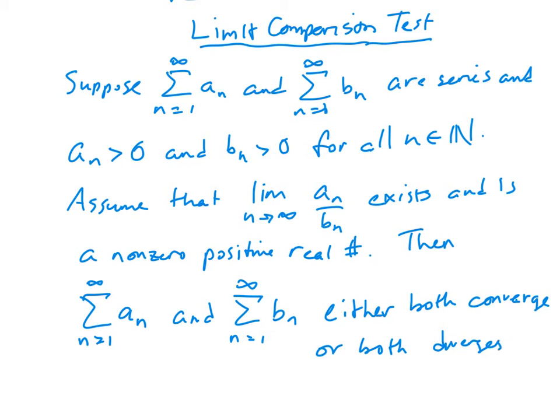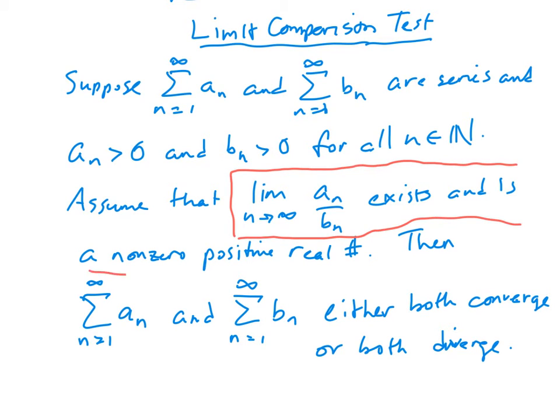Now that doesn't mean, both diverge. My tablet cursor is kind of sloppy there. They got to do the same thing. That does not mean that they will end up having the same sum. That's very important. They don't have the same sum necessarily, and in fact probably won't. But either they both converge or they both diverge. So the really crucial piece, besides the fact that terms of both series have to be positive, and you got to check that, is that this limit exists and is a non-zero positive real number. Okay, that has to be true.